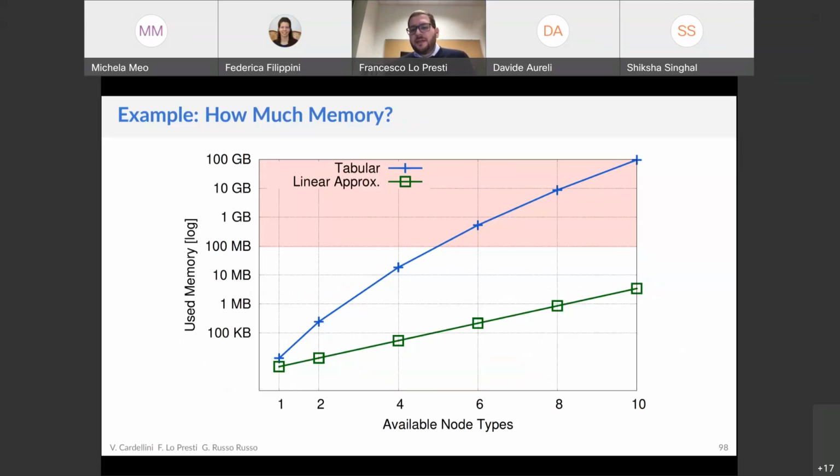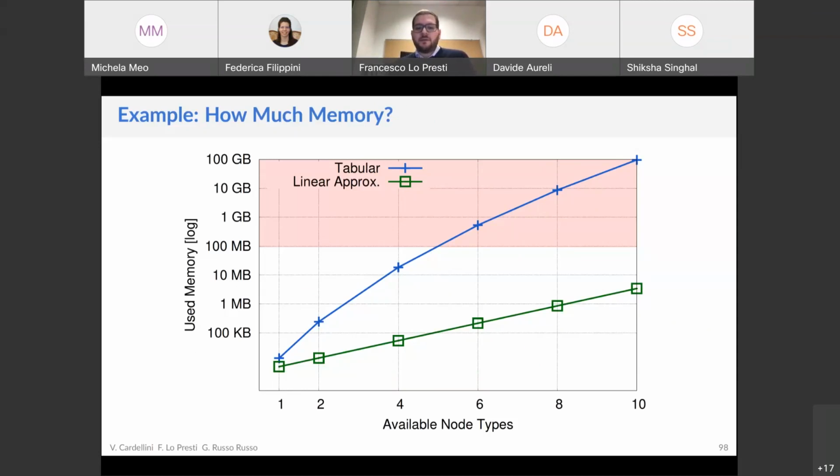So at the end of the day, how much memory do we save using linear function approximation? You can see that compared to the tabular reinforcement learning case, the memory savings are significant. We can easily handle the scenario where we have 10 different types of nodes with less than 10 megabytes of memory.